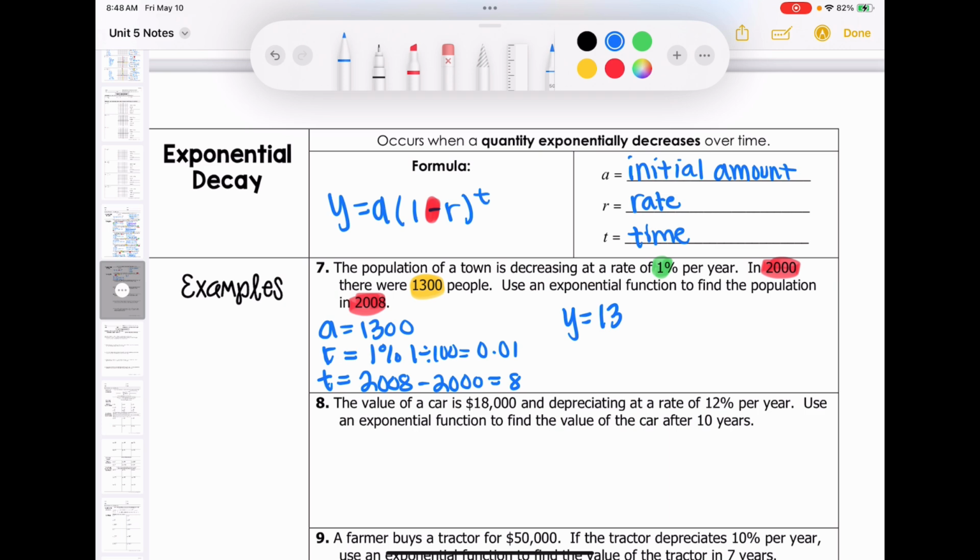So I'm going to have y equals 1,300, parentheses 1 minus 0.01 to the 8th power. So I type that in, and I get 1,199.568. All right, we're talking about people. And since we're talking about a population of a town, okay, we're not going to have a decimal. So we're just going to drop the decimal.